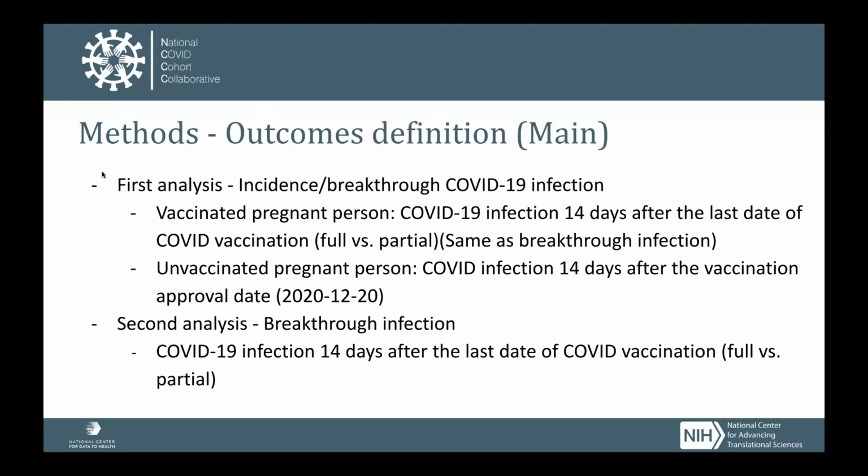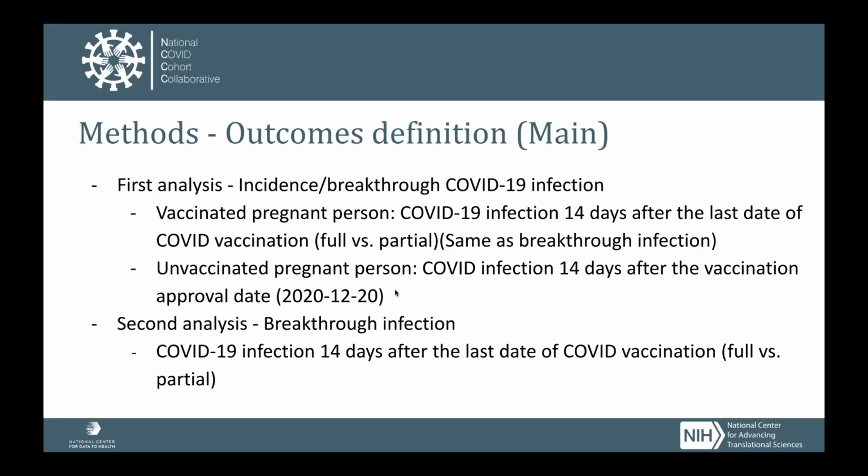For the outcome, for the first analysis it is breakthrough infection. Among those who are vaccinated, our outcome is breakthrough infection, which is defined as the COVID infection after 14 days of their COVID vaccination. And for those who are not vaccinated pregnant persons, we use their COVID infection days after 14 days of the vaccination approval date, which is December 20th, 2020.